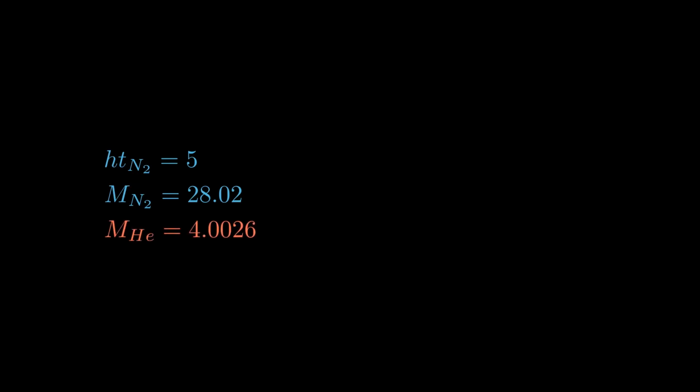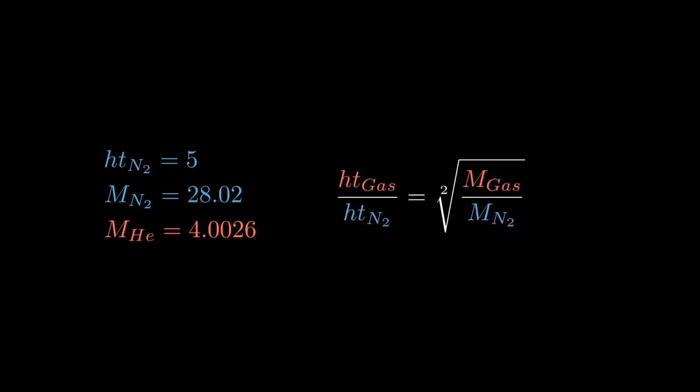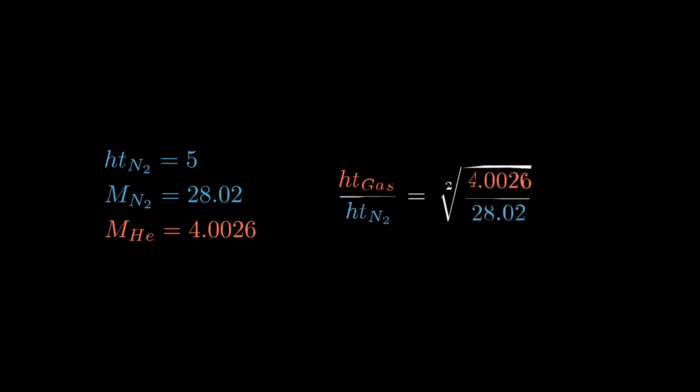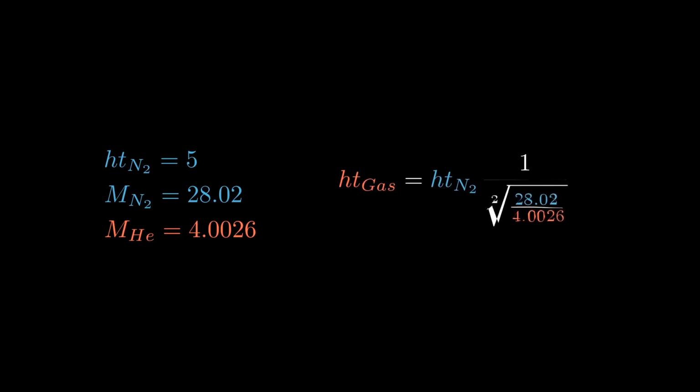The molar mass of helium is 4.0026 grams per mole. We can use the previous formula to calculate the helium half-time for the nitrogen 5 minutes tissue. Substituting those values, we can calculate the rate between the half-time of nitrogen and helium. This value is the diffusion rate of helium in relation to nitrogen, or simply diffusion rate of helium. For the 5 minutes nitrogen tissue, the equivalent half-time for helium will be approximately 1.88.